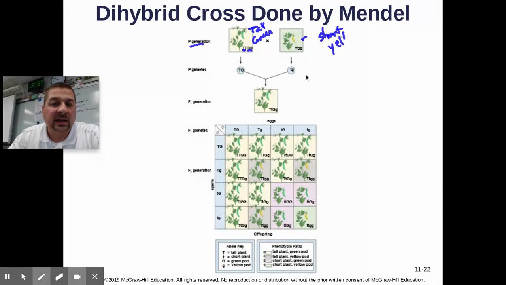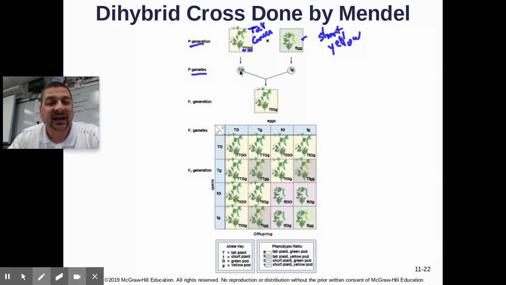Okay, and what happens in the parental gametes? You see that you get an equal chance of getting either one. Well, in this case, they're homozygous for both traits. So what is it going to pass on?